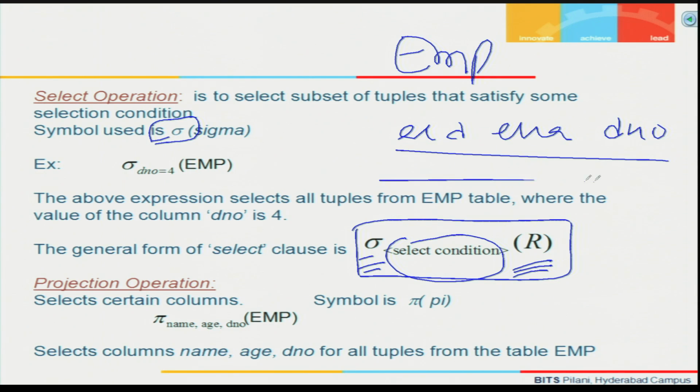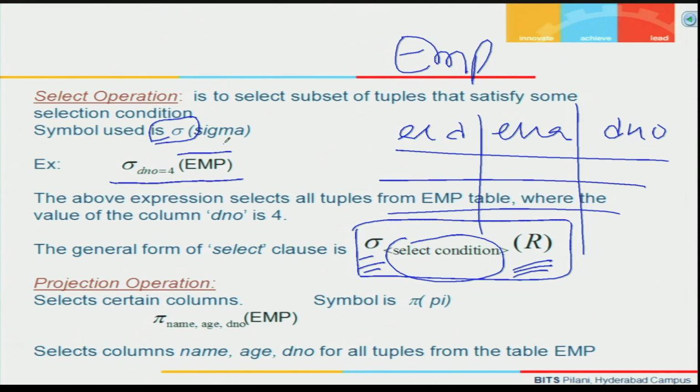Then let us assume that it has some valid tuples. Each tuple will have 3 fields or 3 values. Now if we wish to find out the details of employees who are working with department number 4, then we can specify the relational expression like this.